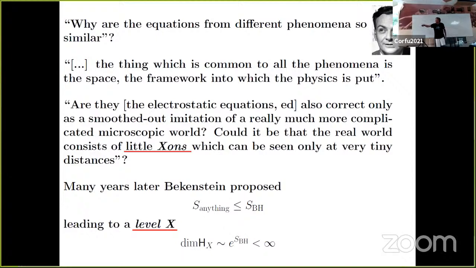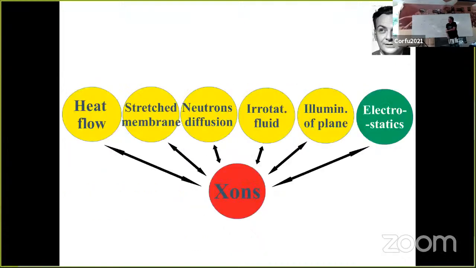And it is fun that 8 years later, as this audience knows very well, taking the Bekenstein proposal of the bound, Bekenstein himself essentially posited the existence of this fundamental level. So the bottom line here is that if we want to take analog systems seriously, we have to think that all of them, including this electrostatic one, insist on a common structure. This is something that Feynman said.